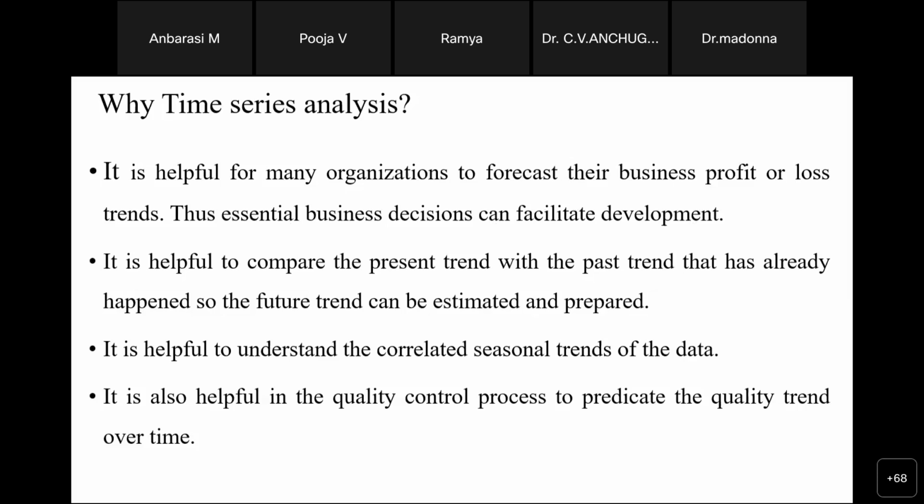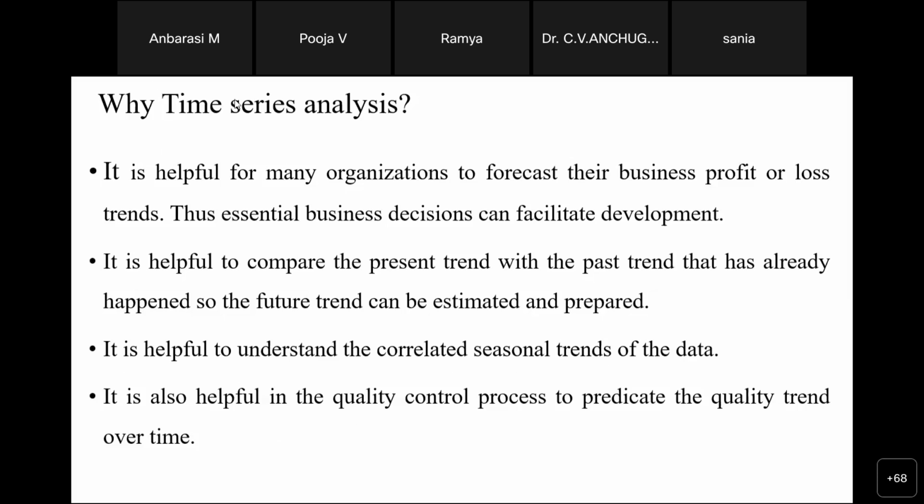Okay, so if it is in a profit, fine, but if it is in a loss, business people can take an immediate decision and overcome that. It also helps to compare the present trend with the past trend, and then they are able to predict the future trend. What could be the output of that particular product after 5 years? We can predict it. It also helps us understand the correlated seasonal trend of the data, and it helps in the quality control process to predict the quality trend.